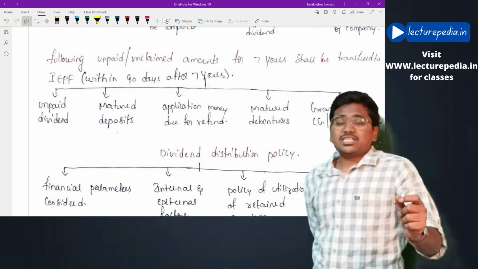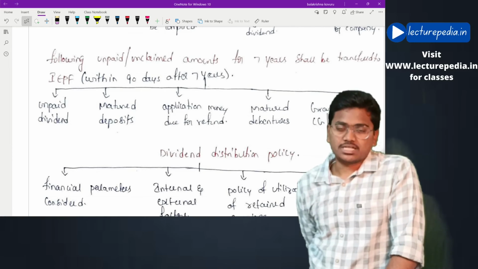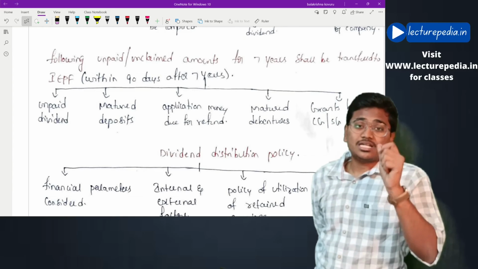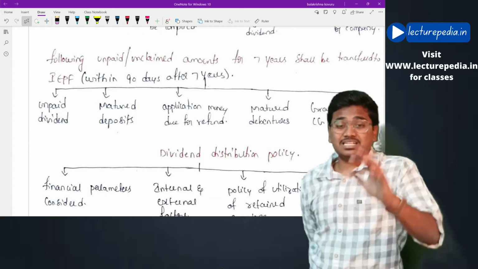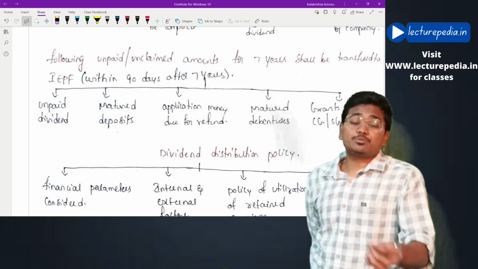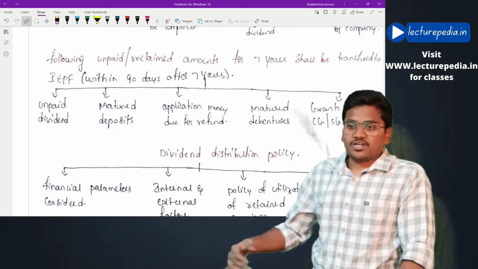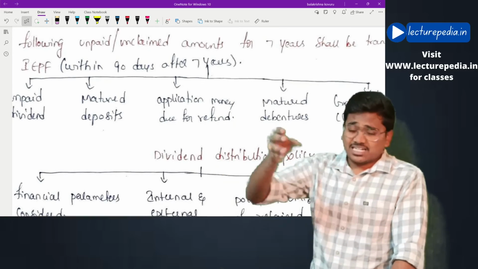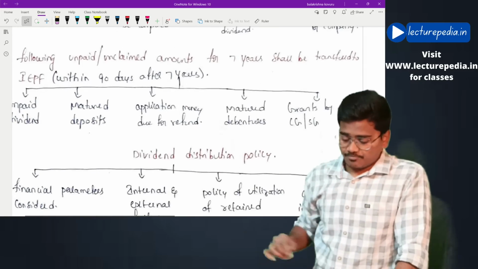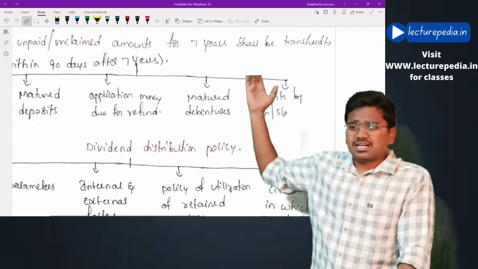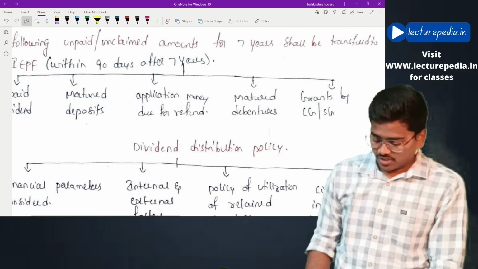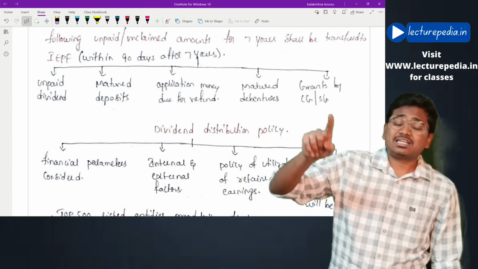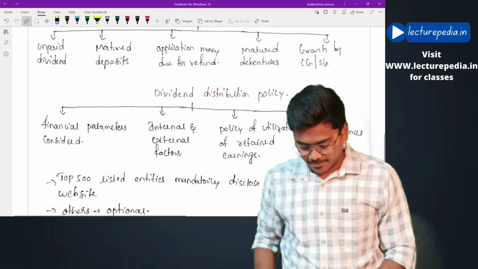Now, what if the company is not able to trace that deposit holder? In that case also, after completion of 7 years, that matured deposit amount which remained unclaimed must be transferred to the IEPF fund. In the same way, application money due for refund, if unclaimed for 7 years, is transferred to IEPF. Matured debentures, same. Grants by central government, state government. All these, if they are unclaimed, you have to transfer to the IEPF fund.